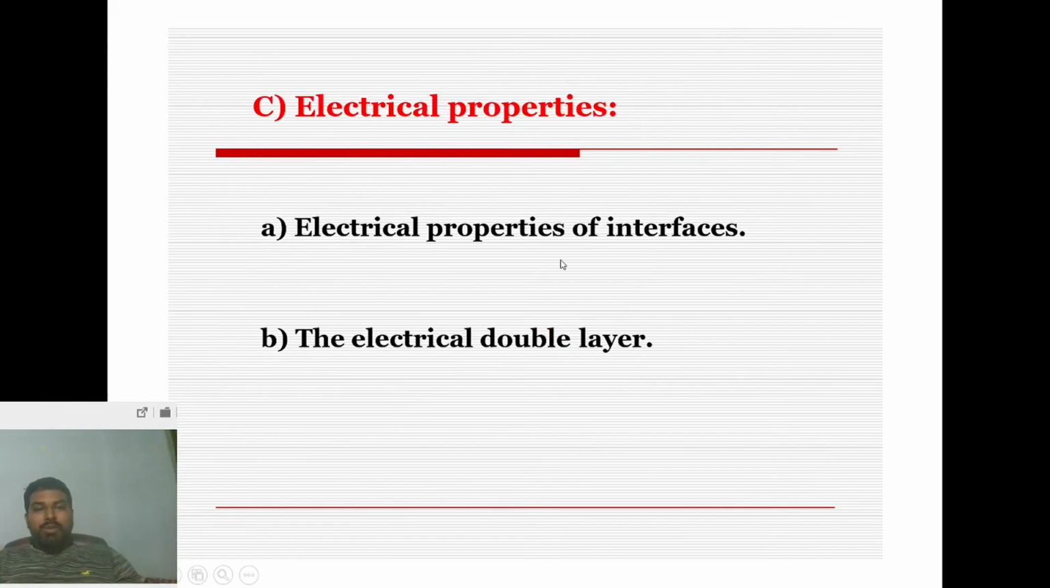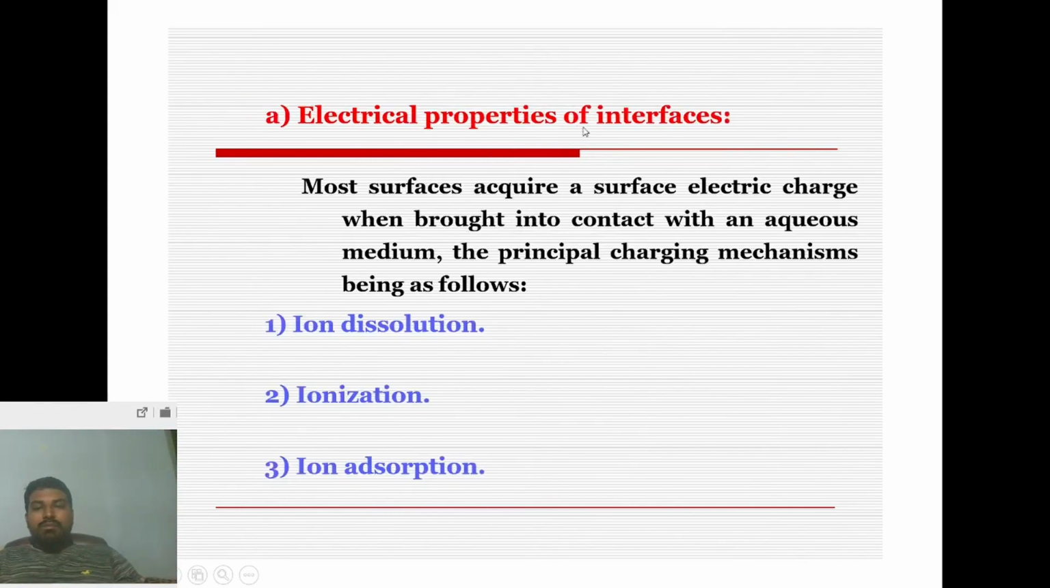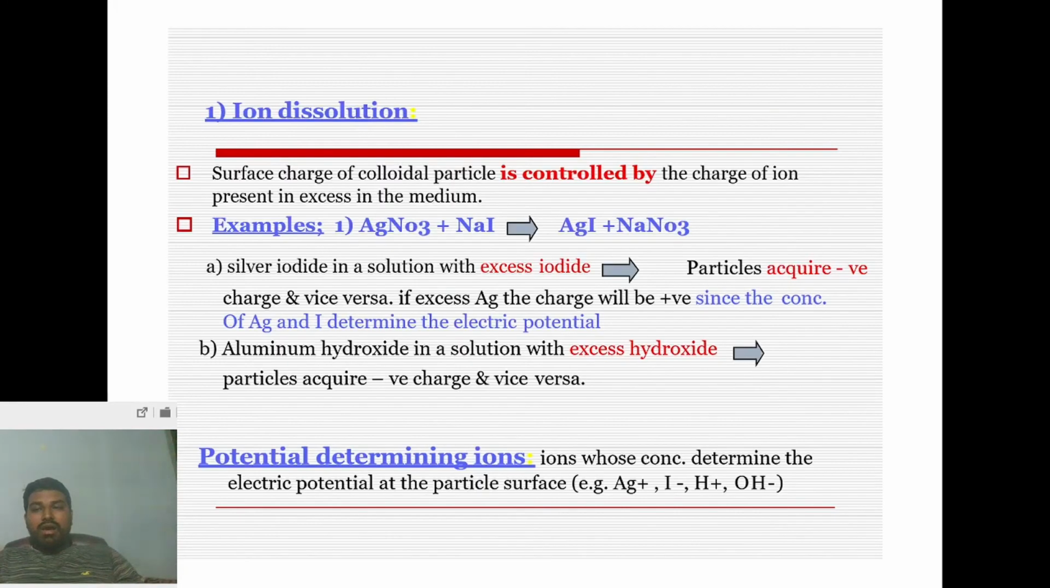Electrical properties of interfaces, the electrical double layer. Most surfaces acquire a surface electric charge when brought into contact with an aqueous medium, the principal charging mechanisms being as follows: ion dissolution, ionization and ion adsorption. In ion dissolution, ions dissolve and distribute, then again ionization, and ions are adsorbed.